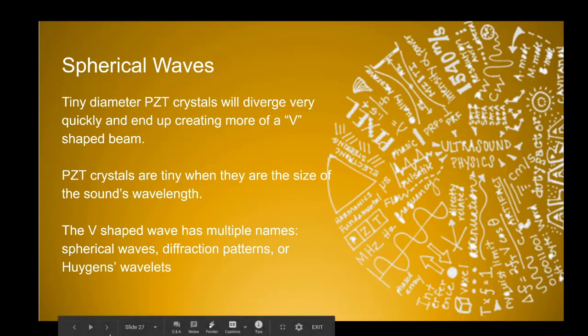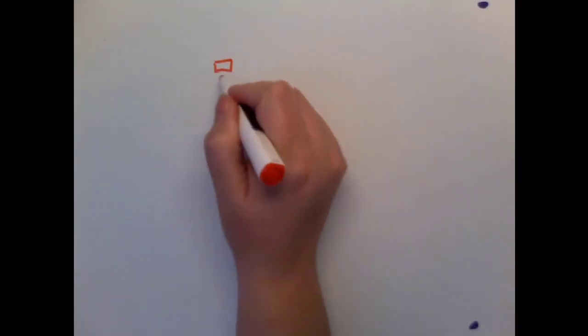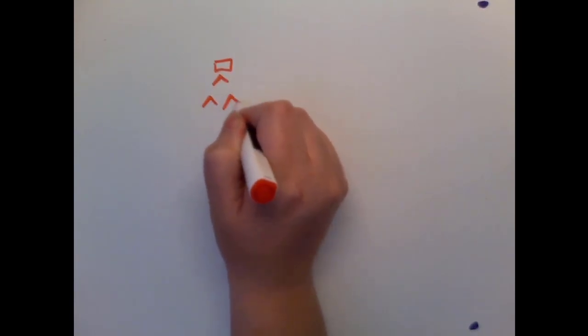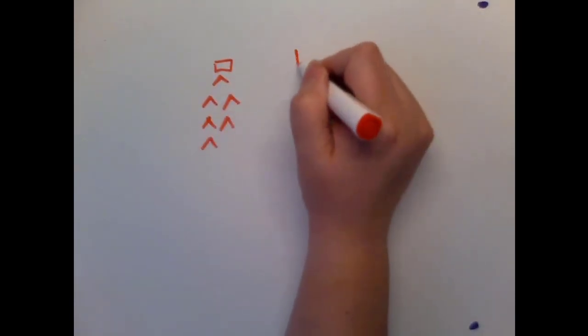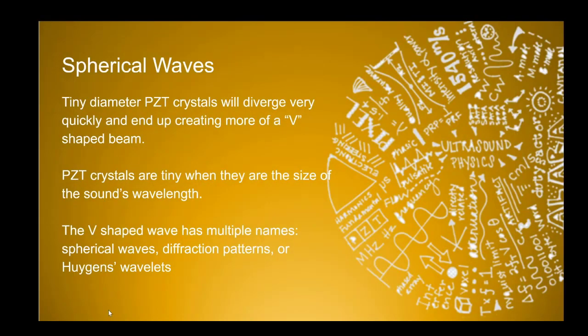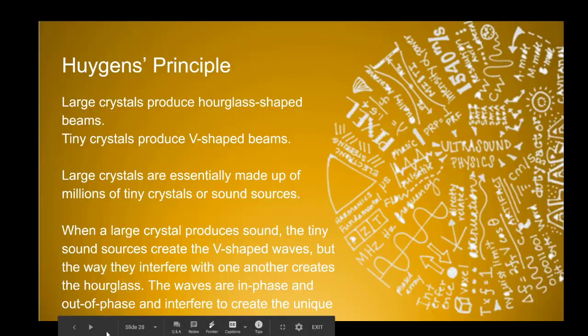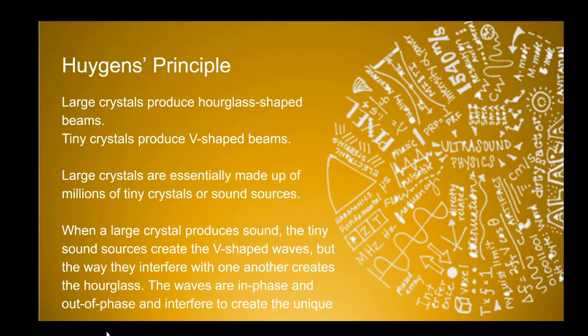So again, when the tiny crystals emit their sound, they're going to emit these V-shaped waves instead of larger crystals, which do more of that hourglass. Okay, so that's what we're talking about with spherical waves. Tiny crystals diverge very, very quickly, and so they look more like a V shape. So Huygens' principle then is based on those V shapes and how they interact with one another.